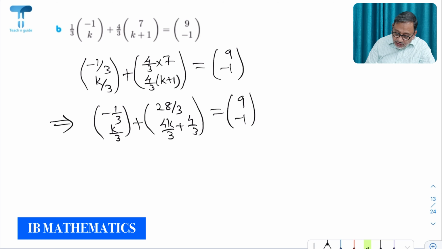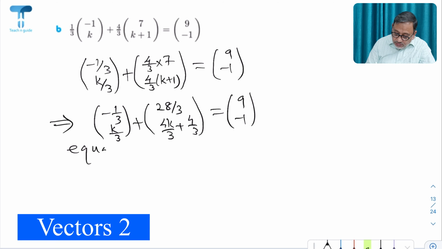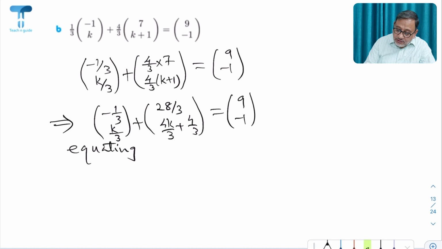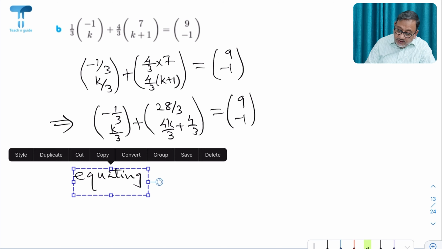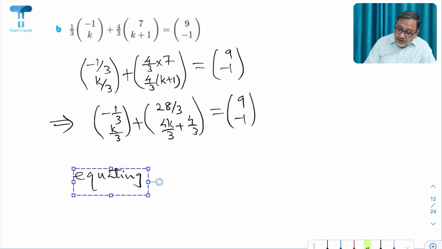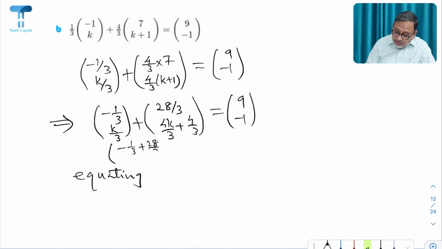Now this implies minus 1 by 3, k by 3, plus 4 sevens are 28 by 3, and each part I can simplify, 4k by 3 plus 4 by 3, is equal to 9 and minus 1. So equating components, first I have to add. So let me add and then I will equate the components. The left hand side I have to add. So minus 1 by 3 plus 28 by 3 and k by 3 plus 4k plus 4 by 3 is equal to 9 and minus 1.